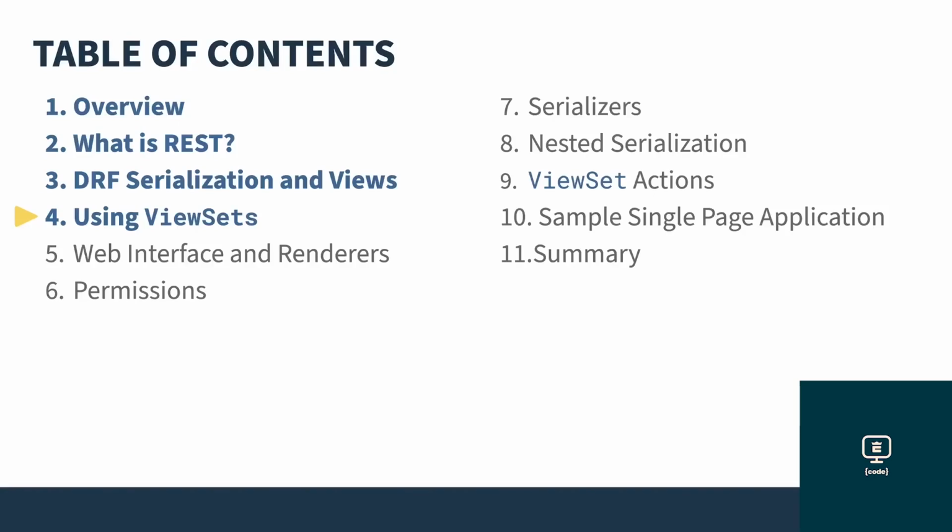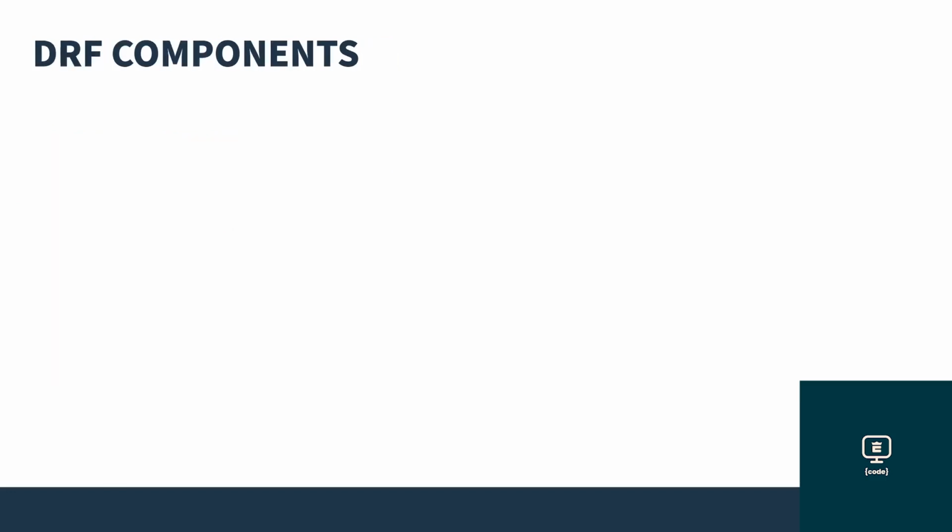In the previous lesson, I talked about the Django REST framework serialization mechanism and how to use the API view decorator to create a view. In this lesson, I'm going to be drilling down more on views and introducing the DRF view sets class. As a quick refresher, here are the DRF components so far.